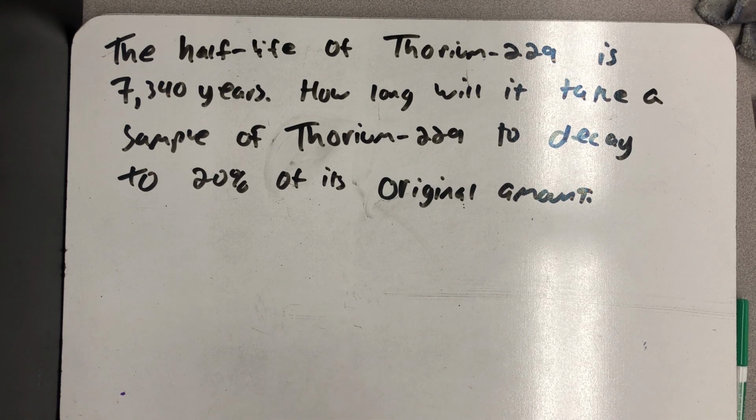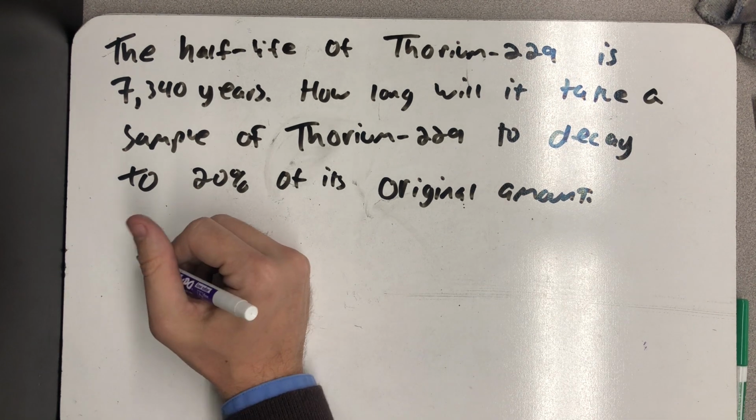The half-life of thorium-229 is 7,340 years. How long will it take a sample of thorium-229 to decay to 20% of its original amount? There are a few things we have to think about to work through this problem.